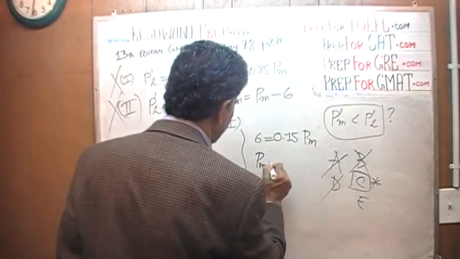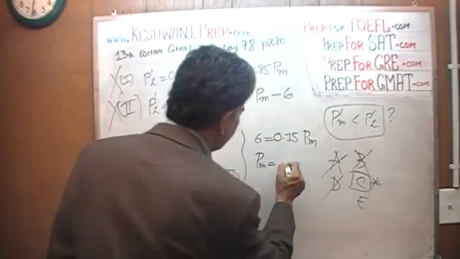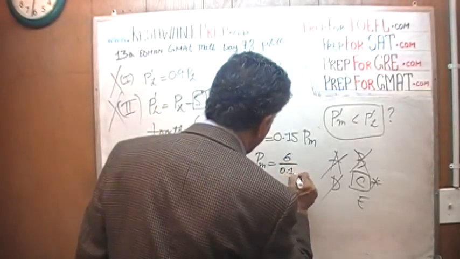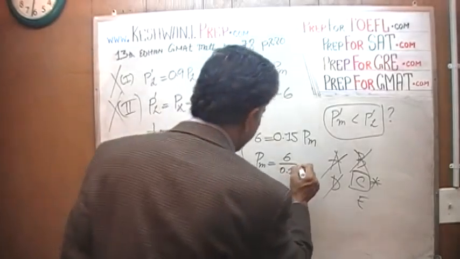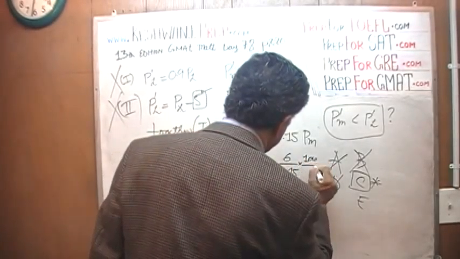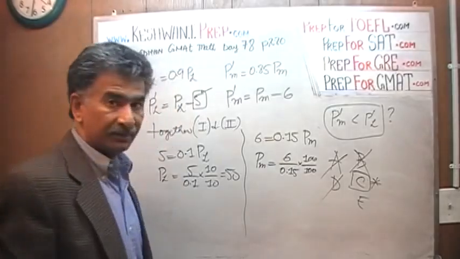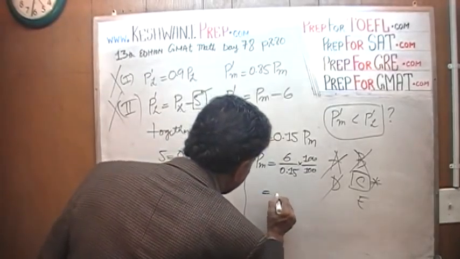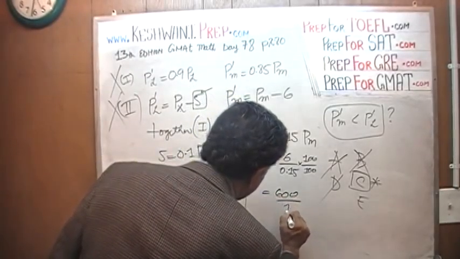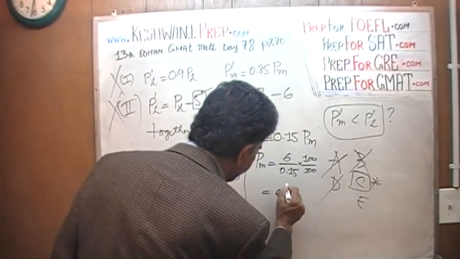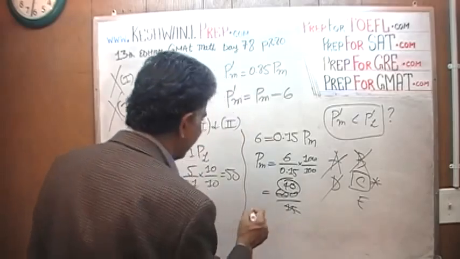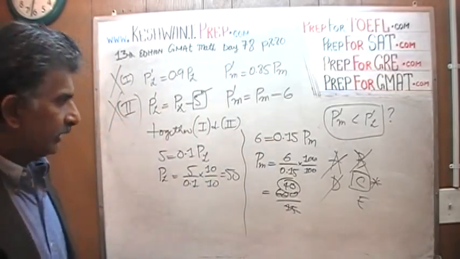Therefore, the regular price at M must be 6 over 0.15. I don't like dealing with decimals. I hate dealing with decimals. Let's multiply the top and bottom by 100 so that we can get rid of the decimal. So on the top we end up with 600. At the bottom we end up with 15. How many 15s in 60? 60 has 4 15s, so we end up with 40. The regular price is $40.